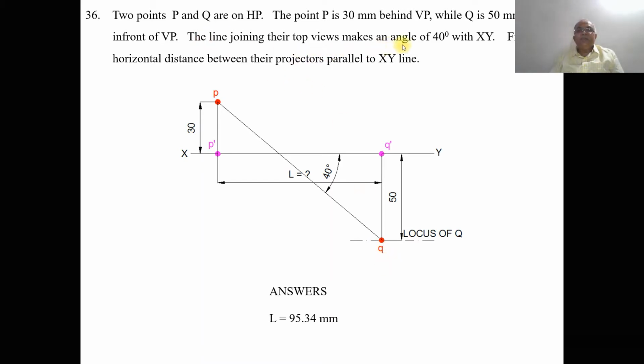The line joining the top views makes an angle of 40 degrees with XY line. So from here, you draw a line inclined at 40 degrees to XY line, and it cuts this locus at this point. You mark this point as Q, and then project from Q to the XY line, because Q is on HP, so its front view will be on XY line. Then you measure the distance from P dash to Q dash. It will be equal to 95.34 when you are doing it on the computer. When you are doing it manually, it will be 95 mm.